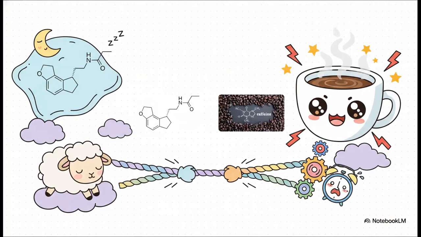Let's look at an opposing interaction. On one side, you've got Ramelteon, a gentle, melatonin-like chemical that literally tells your brain it's time to sleep. Now, imagine taking that sleep aid and washing it down with a massive, jittery cup of coffee. Caffeine is doing the exact opposite. These two molecules end up playing a biological game of tug-of-war, actively fighting each other's intended actions right there on the factory floor of your body.